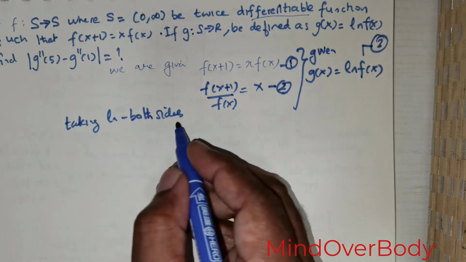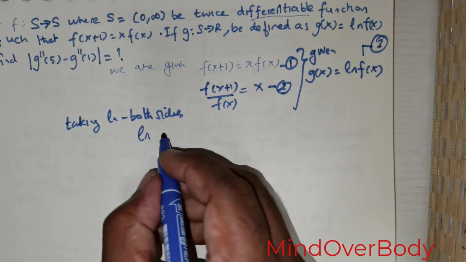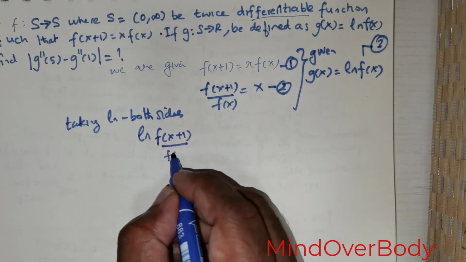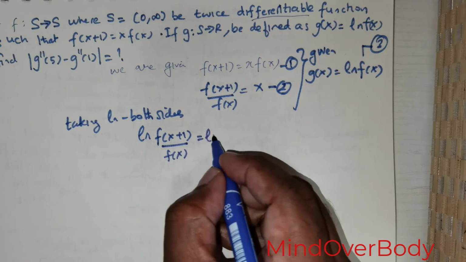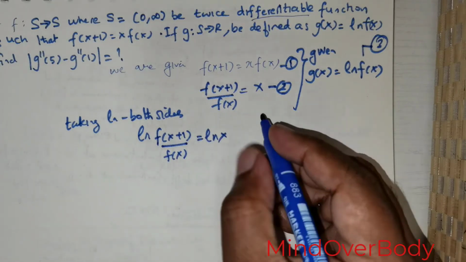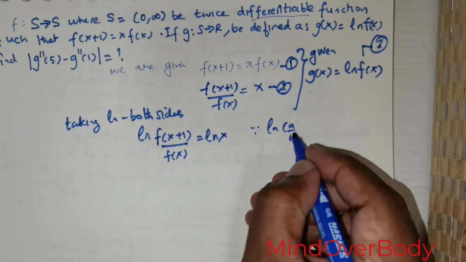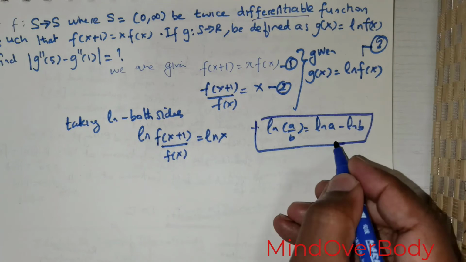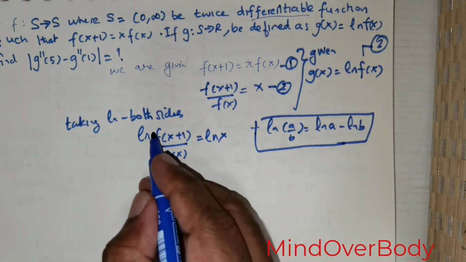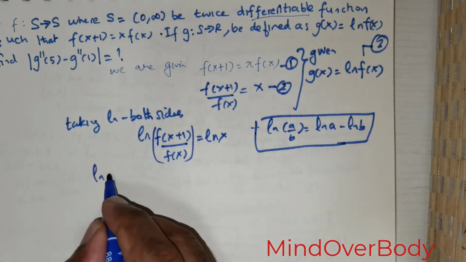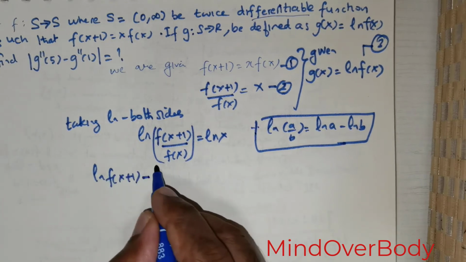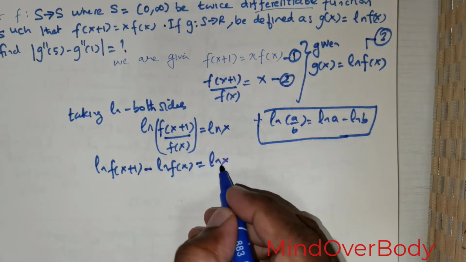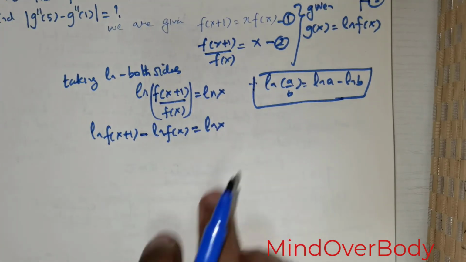Now from here, taking ln both sides, I actually have ln of f of x positive 1 over f of x is equal to ln of x. So this is what I've got. Now since ln of a over b is ln a negative ln b, I can rewrite this as ln of f of x positive 1 minus ln of f of x is equal to ln x.